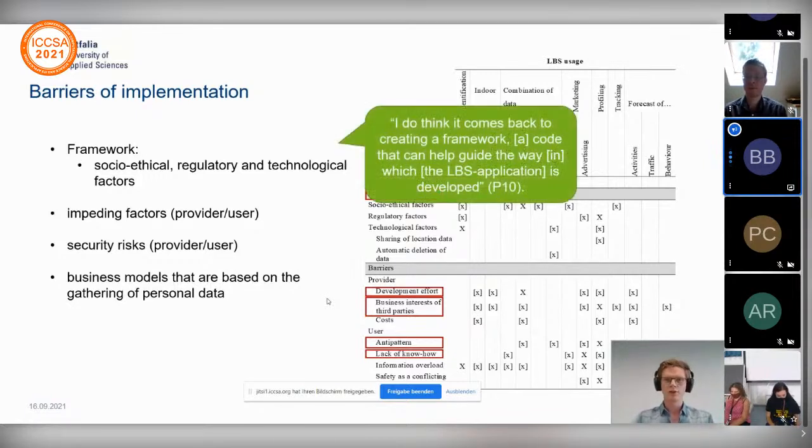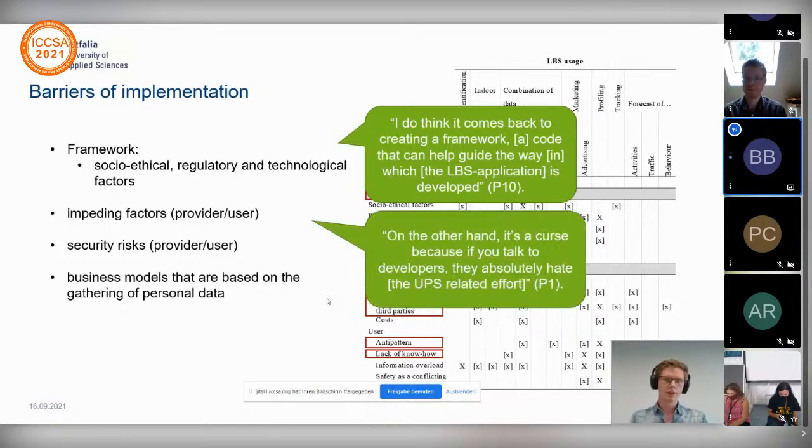Our participants mentioned that, for example, participant number 10 said, "I do think it comes back to creating a framework, a code that can help guide the way in which the LBS application is developed." The next point is competing factors, also on the provider side and also on the user side. On the one hand, if you talk to developers, they absolutely hate the UPS related effort, which means that there's a lot of work to do to implement these user privacy and security principles and factors in the developing process of location-based services.